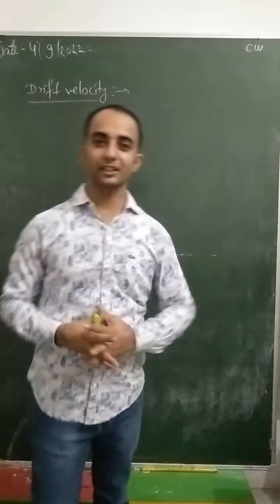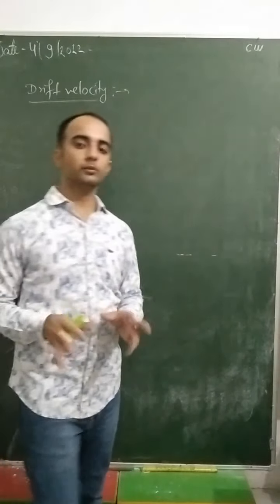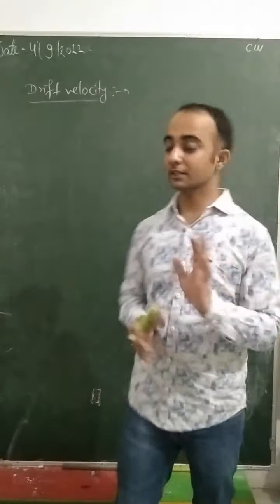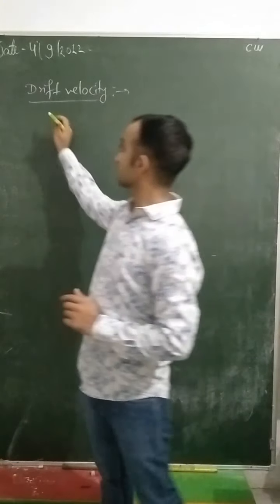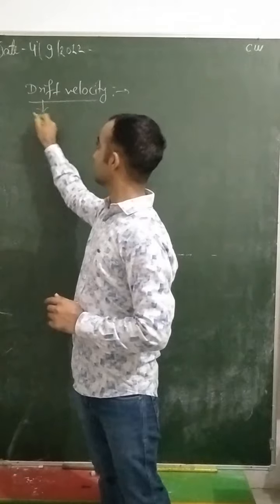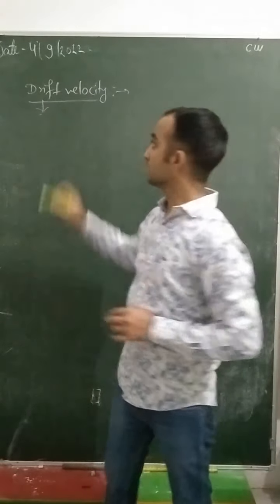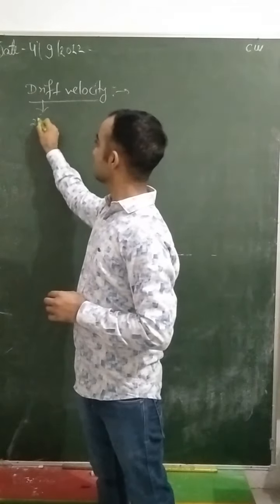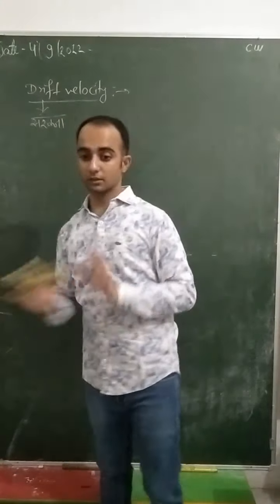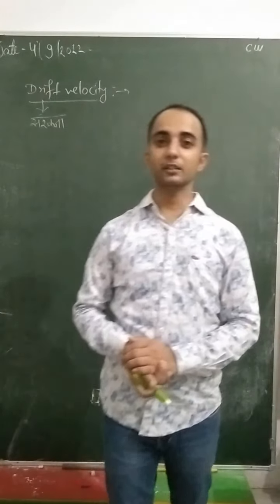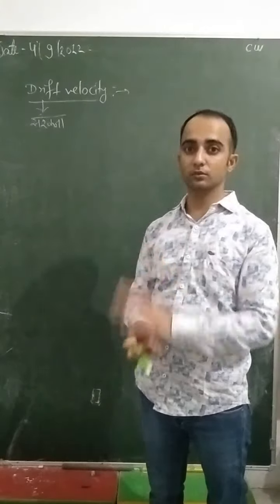Now the next topic is drift velocity. A very important topic from this unit and a very interesting topic also. What is drift velocity? So first of all, what you have to know about drift. What is the meaning of drift? Drift means सरकना या खिसकना, move करना. So when we talk about drift velocity, it means the drift velocity of electrons.